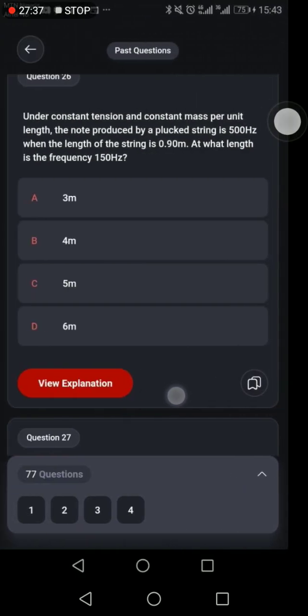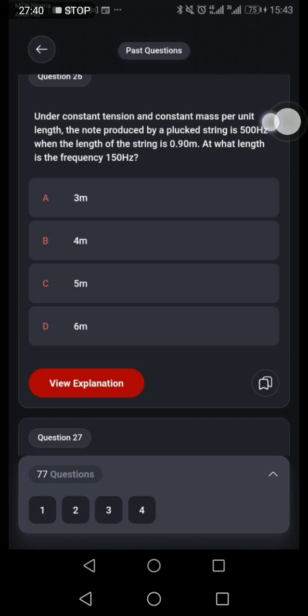So let's move on. Under constant tension and constant mass per unit length, the note produced by a plucked string is 500 hertz when the length of the string is 0.90. At what length is the frequency 150 hertz? So this time around, they said the tension is constant, the mass per unit length is constant, but did not tell us that the length is constant.